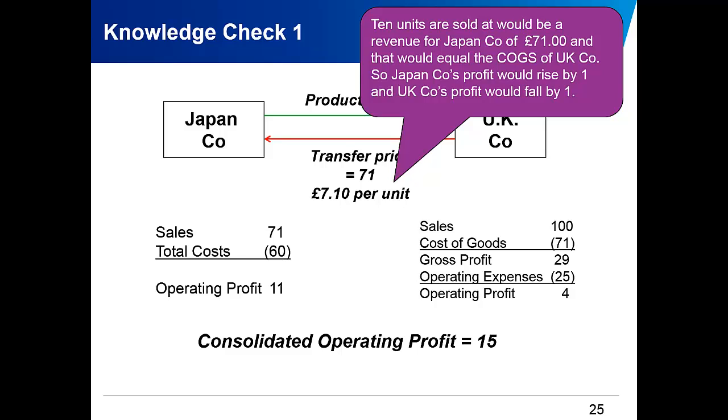In contrast, when we look at the UK, when they now pay 71 to Japan for these same products, that's going to be higher than what they've paid in the past, and their gross profit is going to be 29. That number is one less than where they were before. Their operating expenses are unchanged at 25, and so their operating profit has fallen to 4. But again, when you add the operating profit of Japan Co. together with the operating profit of UK Co., you still get 15. Transfer pricing doesn't change the total consolidated operating profit.